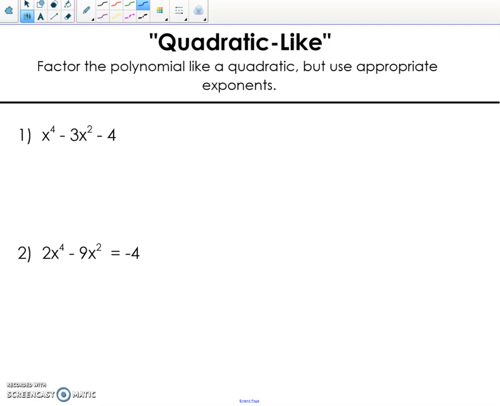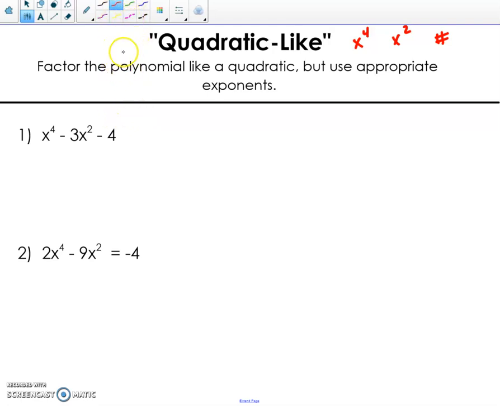The next way we can factor is by factoring quadratic like. So we're going to factor the polynomial like a quadratic, but we have to use appropriate exponents. So we know we can use a quadratic like approach if our exponents are to the fourth, to the second, and then a constant. So if you look at these examples here, we see 4, 2, and then nothing. So that means that this can be factored quadratic like.